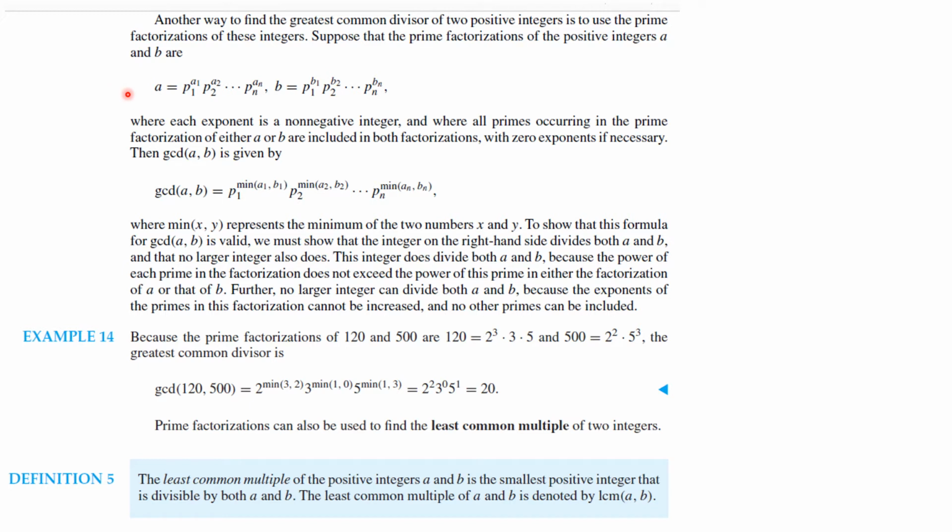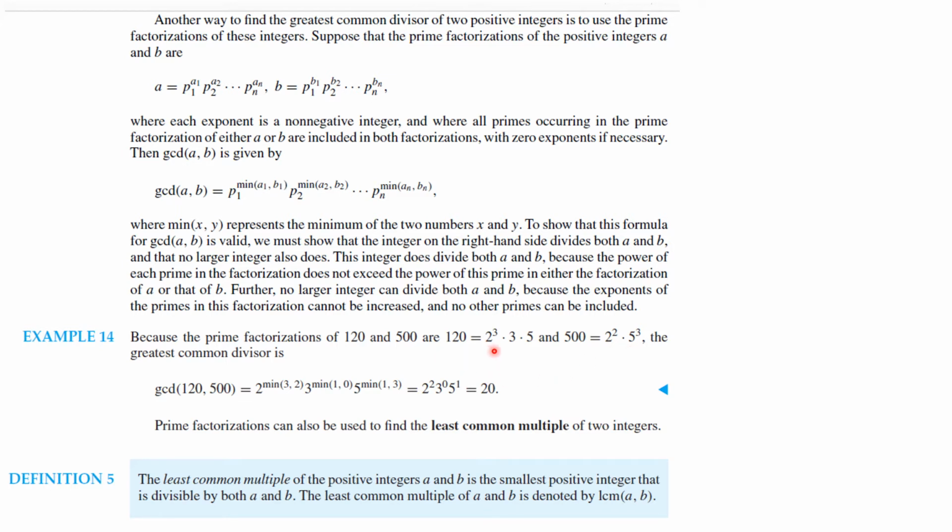So that's a very quick way to do this, and for a small problem, I will tell you this is the way I usually do it. Here's an example. Okay, so we look at 120 and 500. Well, 120 is prime factored as 2 cubed times 3 times 5. 500 is 2 squared times 5 cubed in this prime factorization. So we're looking at the minimum of these.